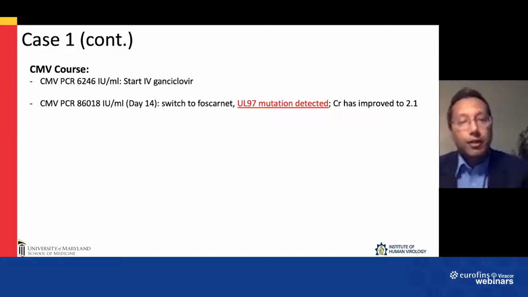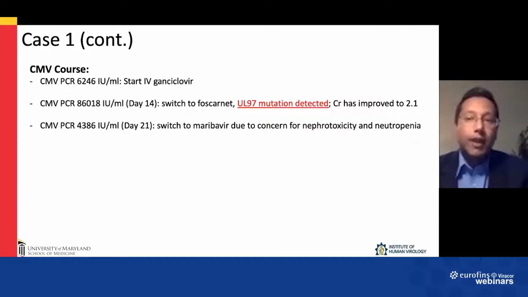And on foscarnet, we noted that her creatinine did slowly start to improve, as did her CMV viral load, which had decreased to 4,300 copies by day 21. Now, around this time, unfortunately, she did start to develop an increase again in her creatinine, as well as started to develop neutropenia. And so her foscarnet was switched to maribavir.